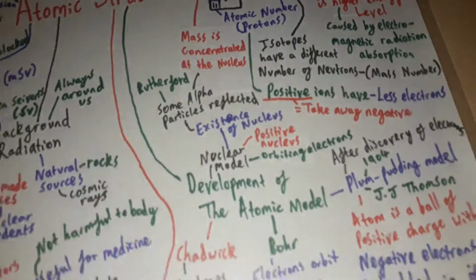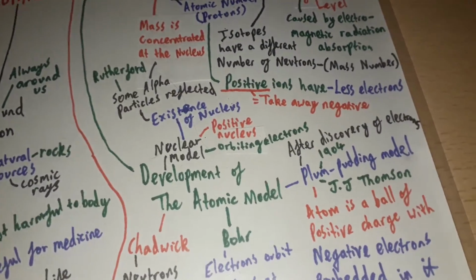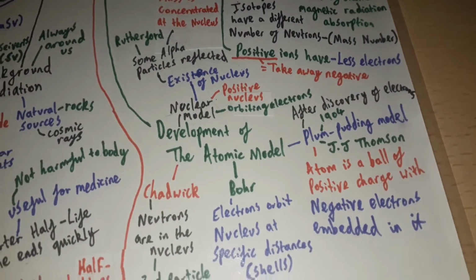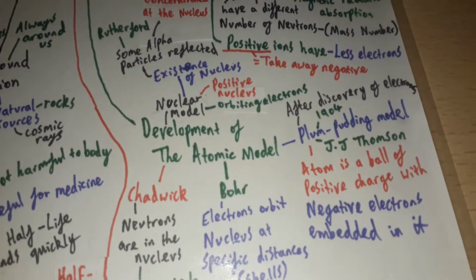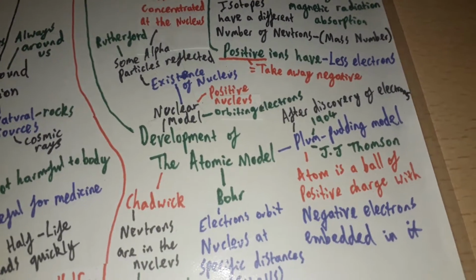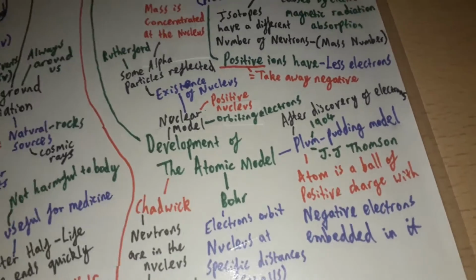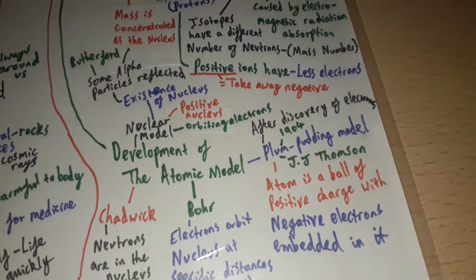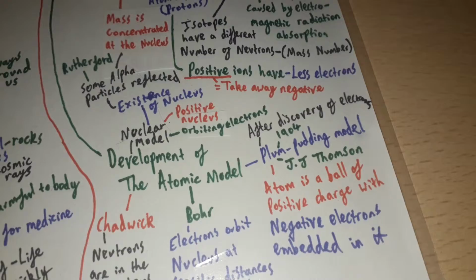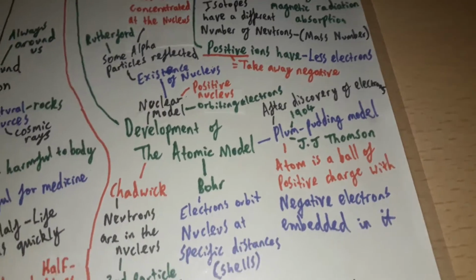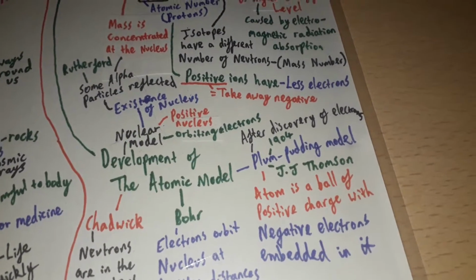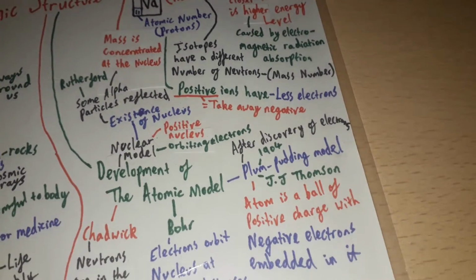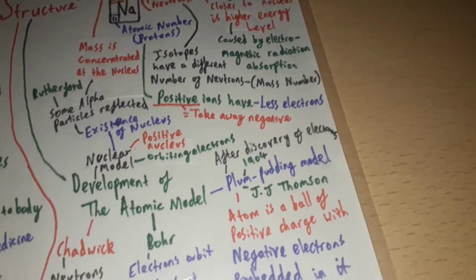So next let's look at development of the atomic model. The first model we have to look at is the plum pudding model, which was made by J.J. Thomson in 1904. It was created after the discovery of electrons. It made sense back then. Basically, the idea was that an atom is a ball of positive charge with negative electrons embedded within it. So the entire thing would be positive, but there'd be electrons just scattered around inside of it.